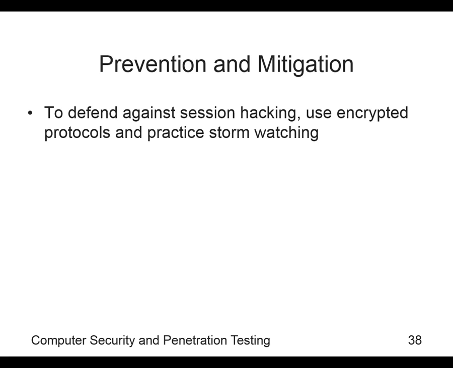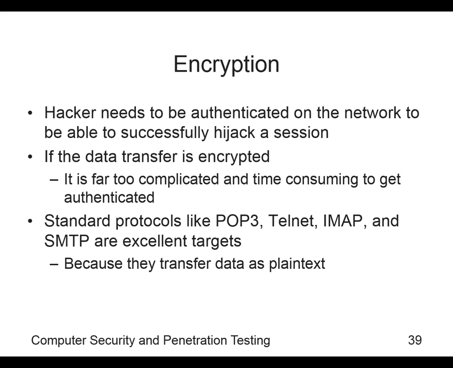Okay, prevention: use encryption and practice storm watching. Oh, I had to add that for this. Okay, encryption. I could teach an entire class on this. Encryption is the way to go. If there's anything of importance, it should be encrypted. That's all there is to it. But a lot of things, like POP3, are not encrypted. Telnet's not encrypted. IMAP is not necessarily encrypted. SMTP. There's a lot of stuff that's non-encrypted.